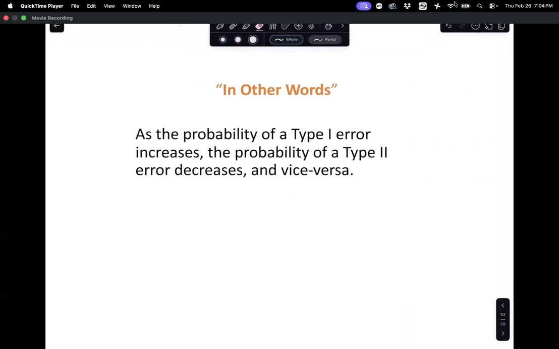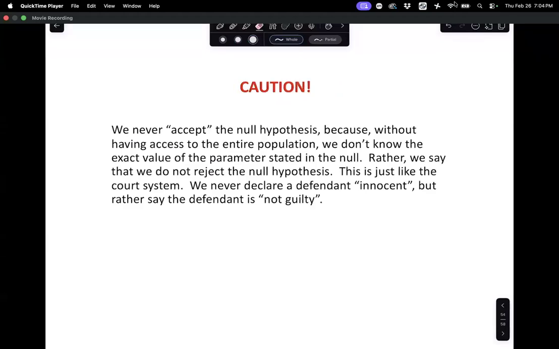All right, conclusions. Oh, no, I forgot the screen. We never accept the null hypothesis. You either reject it or you fail to reject it. Kind of like we never say the defendant is innocent. We say they're not guilty. We never declare anybody innocent. We just declare them not guilty. Same thing. You reject the null hypothesis or you fail to reject the null hypothesis. That's it. You either reject or do not reject.